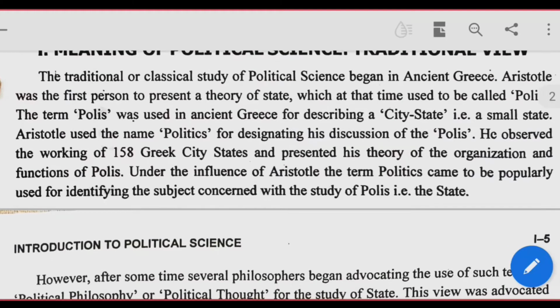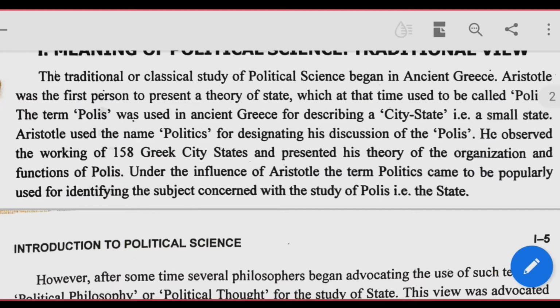Traditional or classical study of political science began in ancient Greece, as I told you earlier also. Aristotle was the first person to present the theory of state. So who was the first person to present the theory of state? It was Aristotle. At that time it used to be called polis. The term polis was used in ancient Greece for describing a city-state. In Greece, small city-states were there, and to describe them this word polis was used.